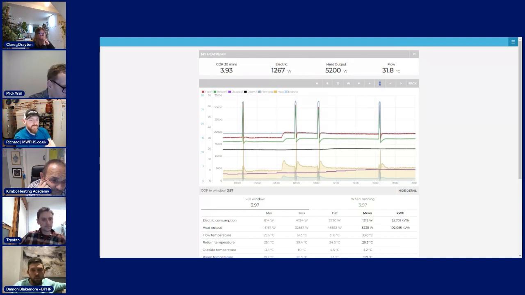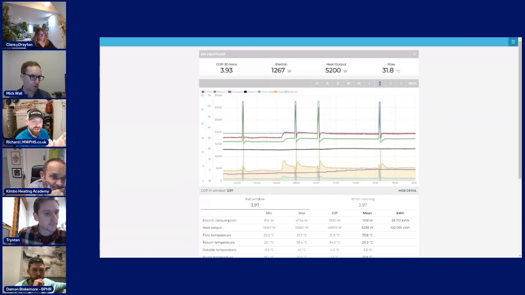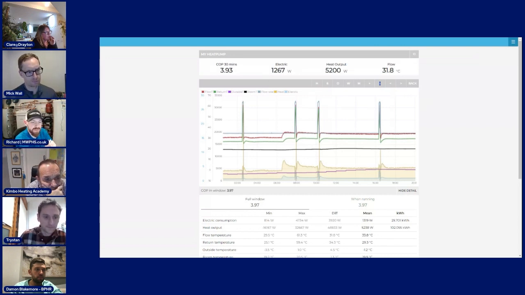So just a question to Trystan quickly. Obviously manufacturers give their data for different outputs, so say at -2, +7, things like that. How close do you think, from the data that you've seen from Open Energy Monitor, the manufacturers' outputs are actually marrying up to that performance or not?